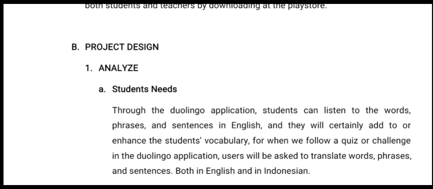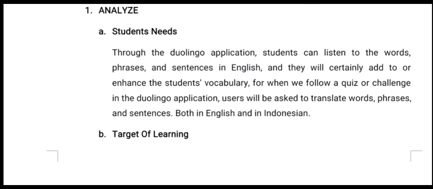And this is the project design. Analyze student needs. Through the Duolingo application, students can listen to words, phrases, and sentences in English, which will enhance the students' vocabulary when we follow a quiz or challenge in the Duolingo application. Users will be asked to translate words, phrases, and sentences, both in English and in Indonesian.